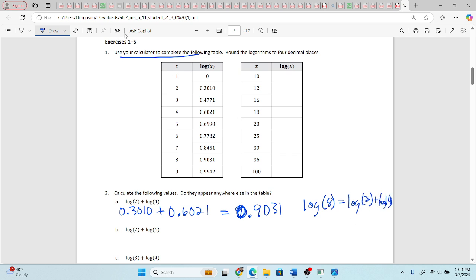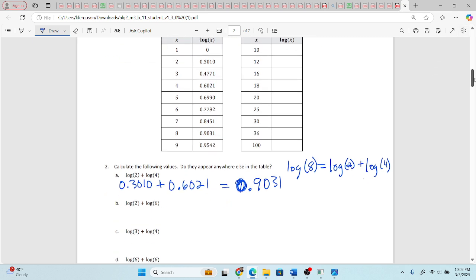So is that showing you something? Let's write it again because it ran off the page on me. So log of 8 equals log of 2 plus log of 4. So is that telling you anything? Well, let's do maybe one or two more, and then we'll see what we got.